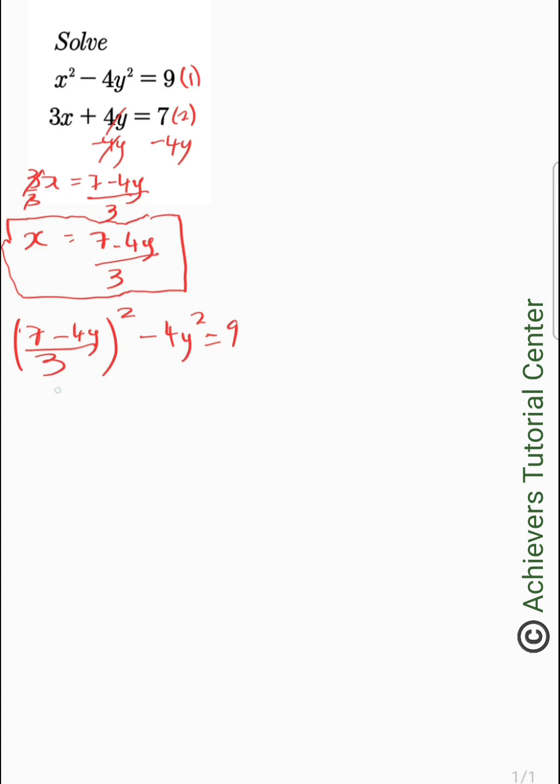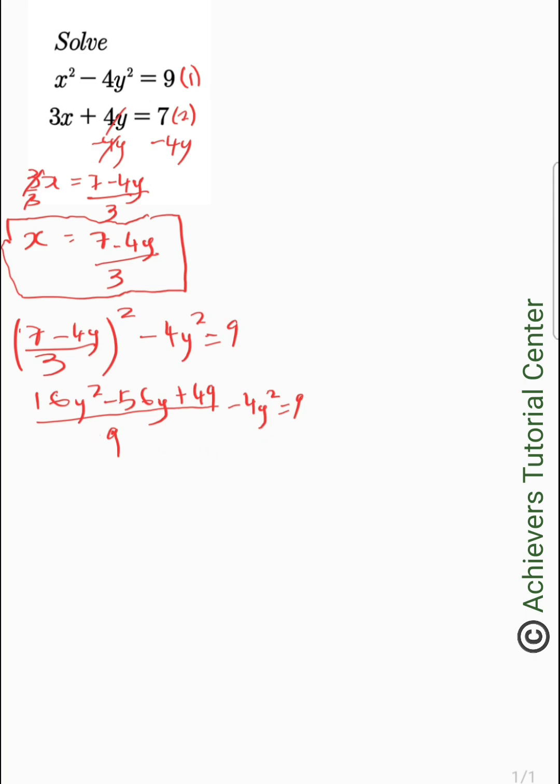So let's simplify this. When we simplify this, it's going to be 16y squared minus 56y, then plus 49, all over 9, minus 4y squared equals 9.